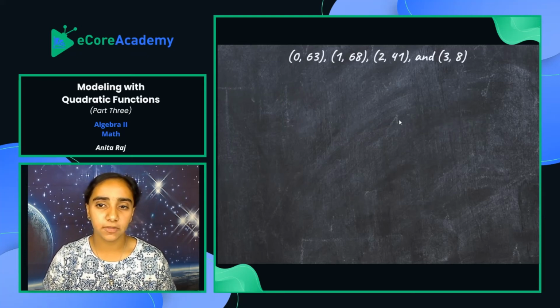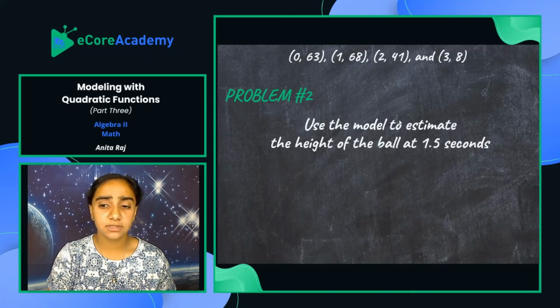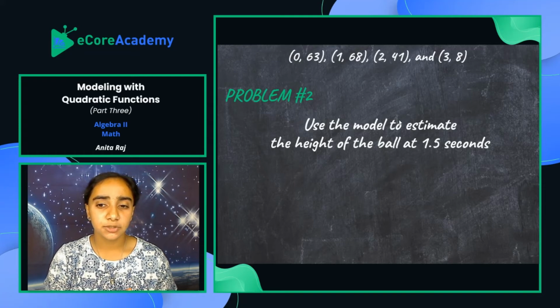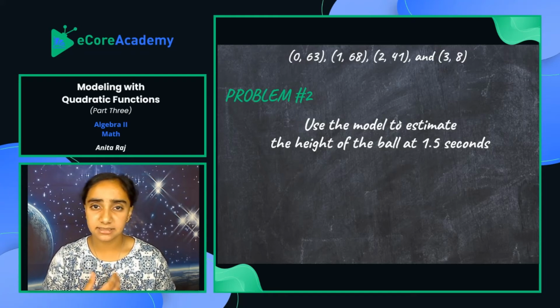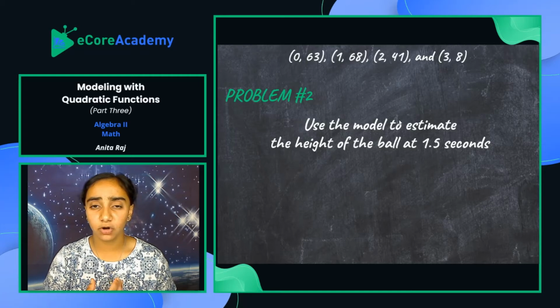Again, the 4 points are at the top of the screen. Here's problem number 2. I'm now asking you to use the model to estimate the height of the ball at 1.5 seconds. So what does this mean? We've been given seconds, so we've been given time. In this scenario, the time in seconds is our x coordinates, and the height in feet is our y coordinates.